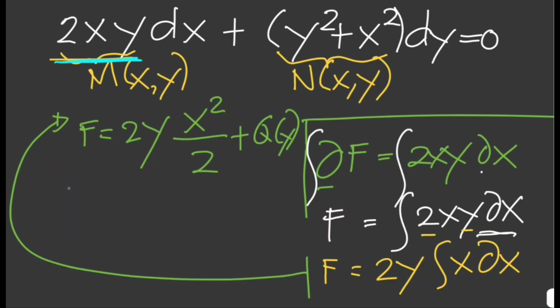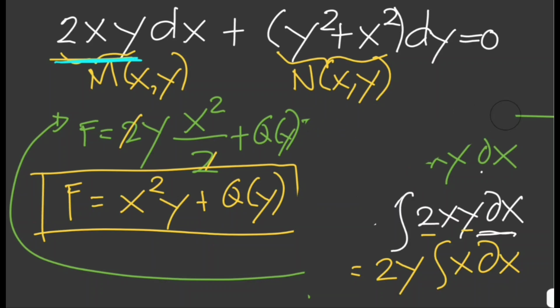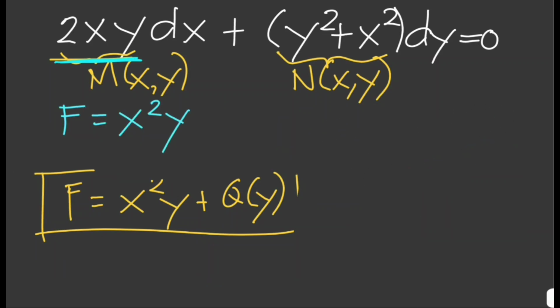Now we further simplify this. We cancel out 2 here. So f is just equal to x squared y plus q of y. So now we already have the solution from the partial derivative of f with respect to x. And now we need to solve for the partial derivative of f with respect to y using the function n of x of y. So let me write this first solution here, so you won't be lost.